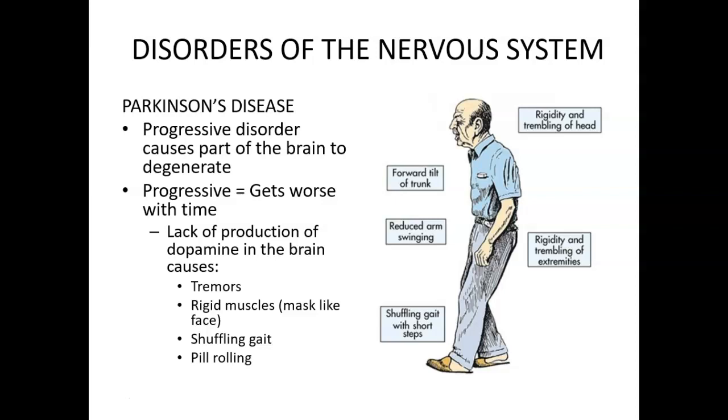So their gait is a little different, how they stand. They will have a forward tilt of their trunk. When they walk, their arms don't really swing like a normal person's, and they shuffle. So those are signs of Parkinson's.